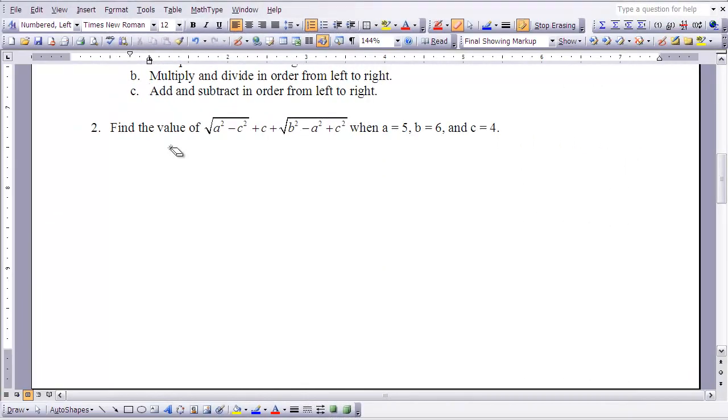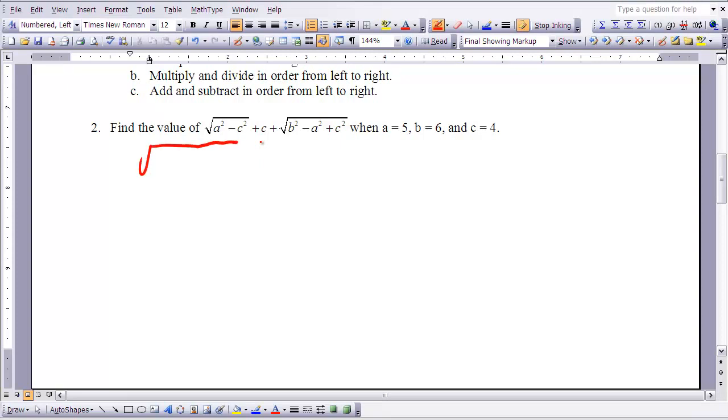So let's take a look at example 2 here. It says find the value of this expression when A is 5 and B is 6 and C is 4, which means that we're going to evaluate that expression. So we're going to plug in these values into this expression. So I'm going to rewrite it right now with those values in there.